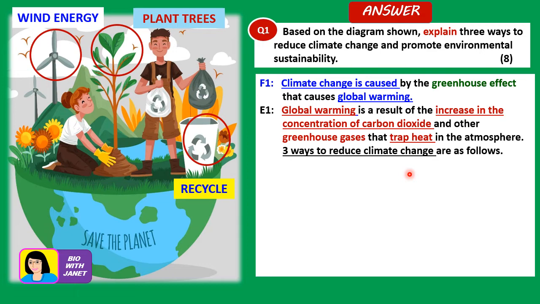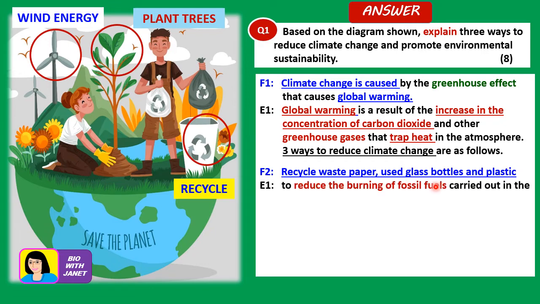So now in another paragraph, we are going to state the ways. So the first way is recycling, right? So recycle waste paper, used glass bottles, and plastic items. And then your E: to reduce the burning of fossil fuels carried out in the production of paper, glass, and plastic products.